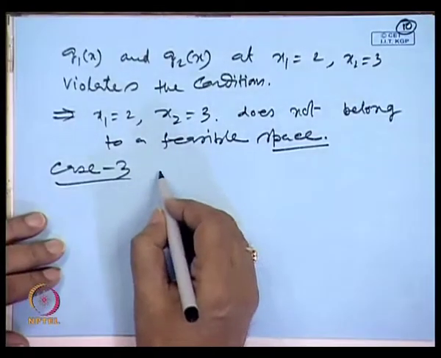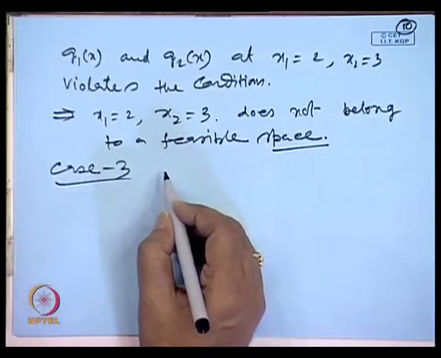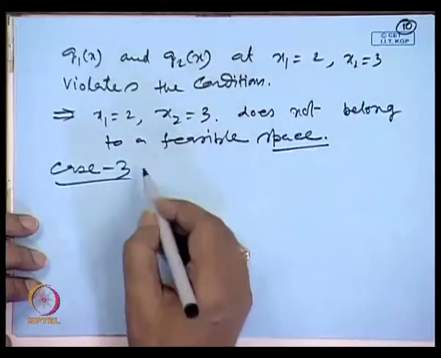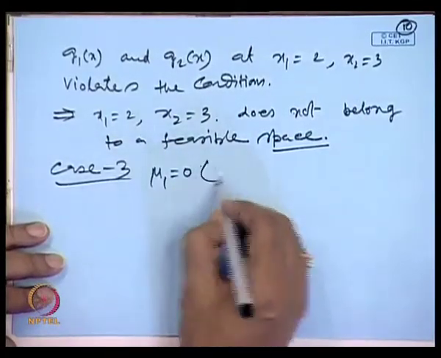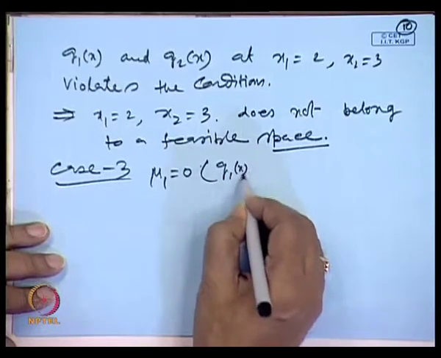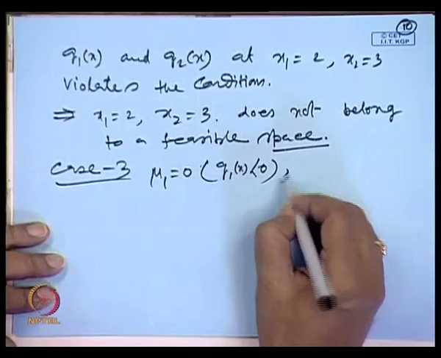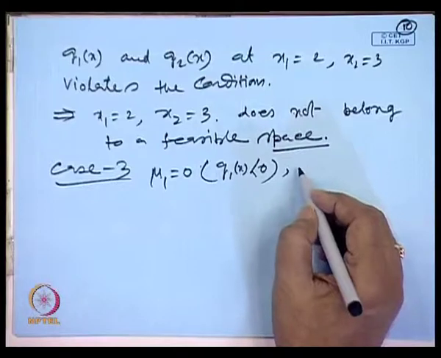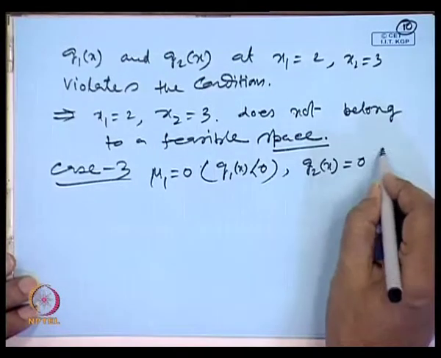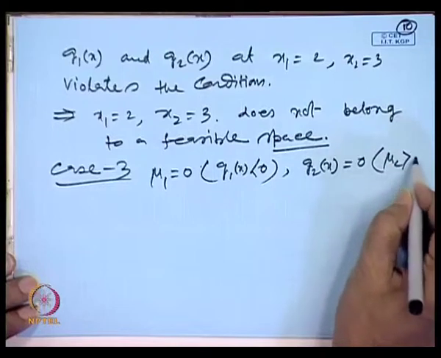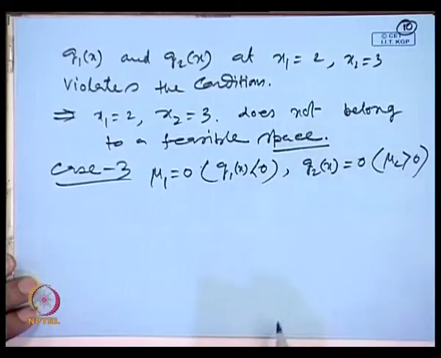So, case 3. Now I made mu 2 equal to 0, agree. Then another possibility is you make mu 1 equal to 0. If mu 1 is 0, g1 of x is less than 0, then you have g2 of x equal to 0. That means mu 2 is greater than 0. Agree?